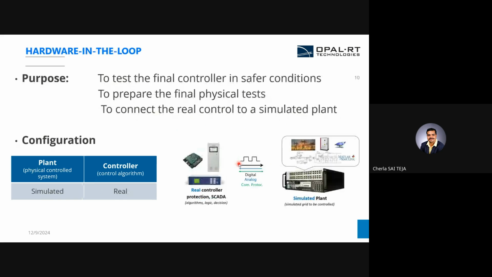Once this is done, hardware in loop is one of the applications which is used by most of our clients worldwide. This hardware in loop testing will help you test the final controller in safer conditions. It will help you prepare the controller for the final physical test. In this testing, we connect a real controller to a simulated plant.